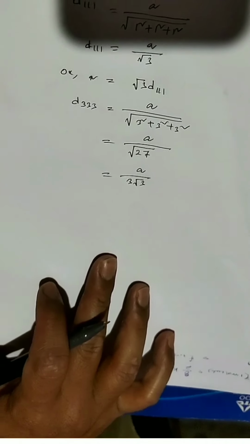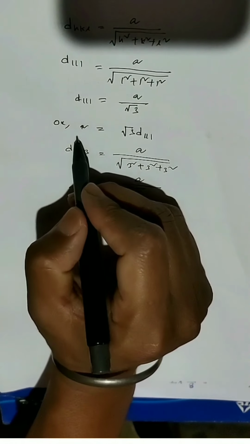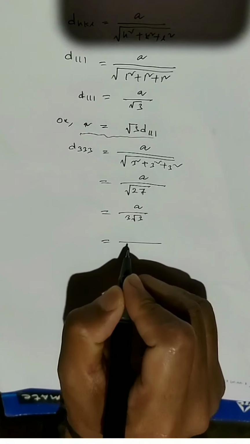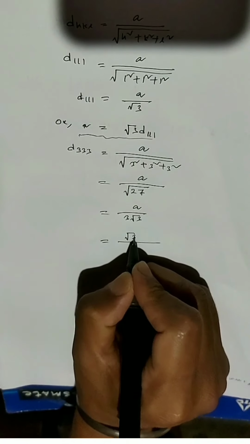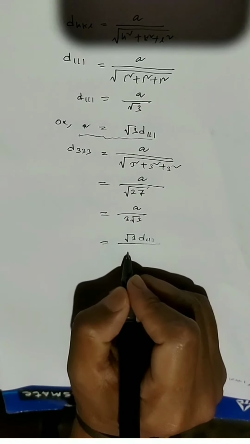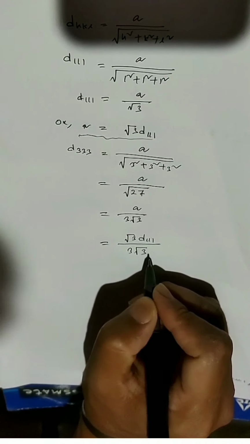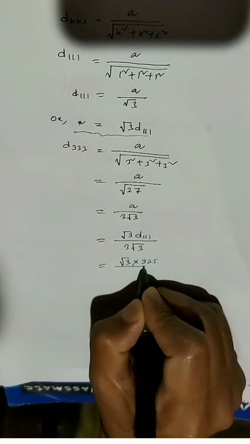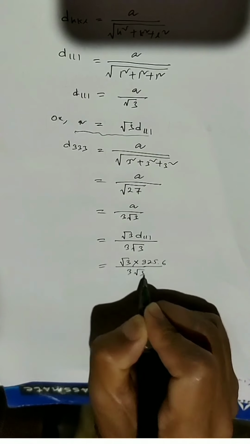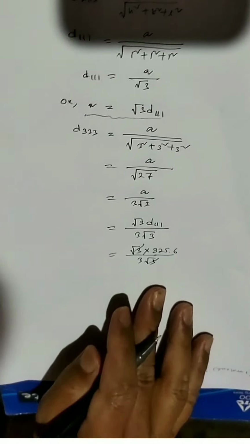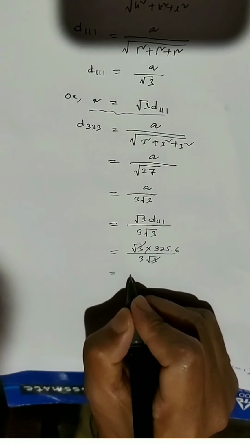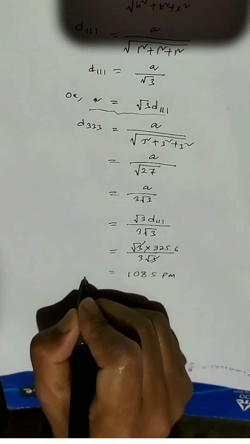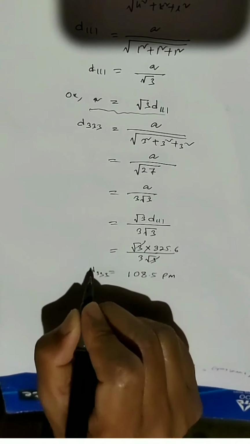Now put the above value into this equation. We have root over 3 d111 upon 3 root 3. So root 3 into 325.6 upon 3 root 3. Root 3 root 3 cancel. So the answer would be 108.5 picometer. This is the final answer.